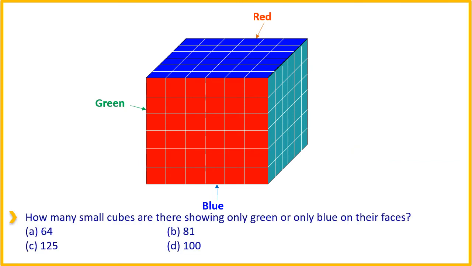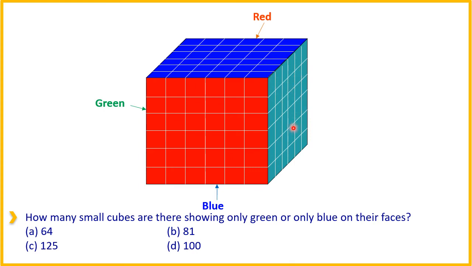Fourth question: how many small cubes are there showing only green or only blue on their faces? Now if we talk about the green face here, there are total 36 cubes on this face. 6 multiplied by 6. 6 in height and 6 in length here. Now if we consider any cube on the boundary, blue or red color will come in it, and we don't want that. We want only green. So we will not consider any cube on the boundary.